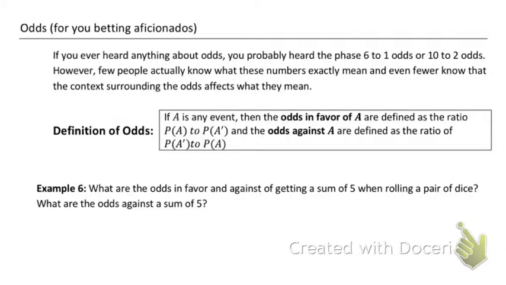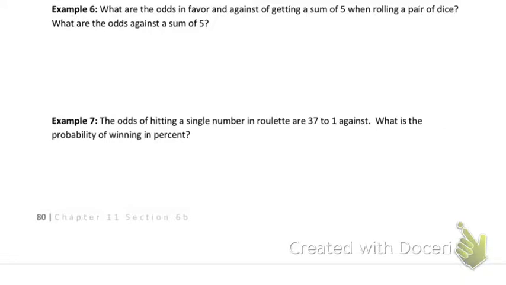Too many happenings. All right, for example, what are the odds in favor and against of getting a sum of 5 when rolling a pair of dice? What are the odds against a sum of 5? I don't think I want to do both of these. Maybe I do. What are the odds in favor and against of getting a sum of 5 when rolling a pair of dice?